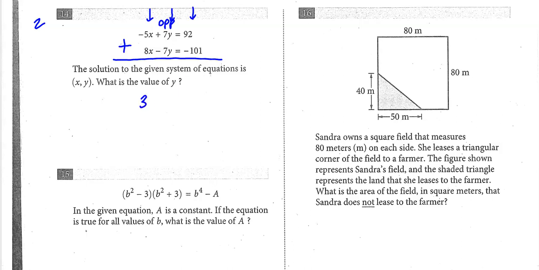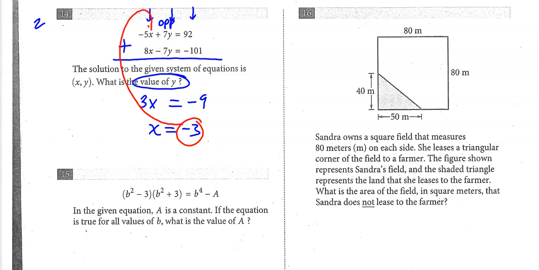-5 plus 8, that'll give me 3x. The 7y and -7y cancel out. This will be -9. So divide both sides and get x equals -3. But be careful because they want us to find the value of y. So now that I know x is -3, I have to go back and plug it in somewhere.